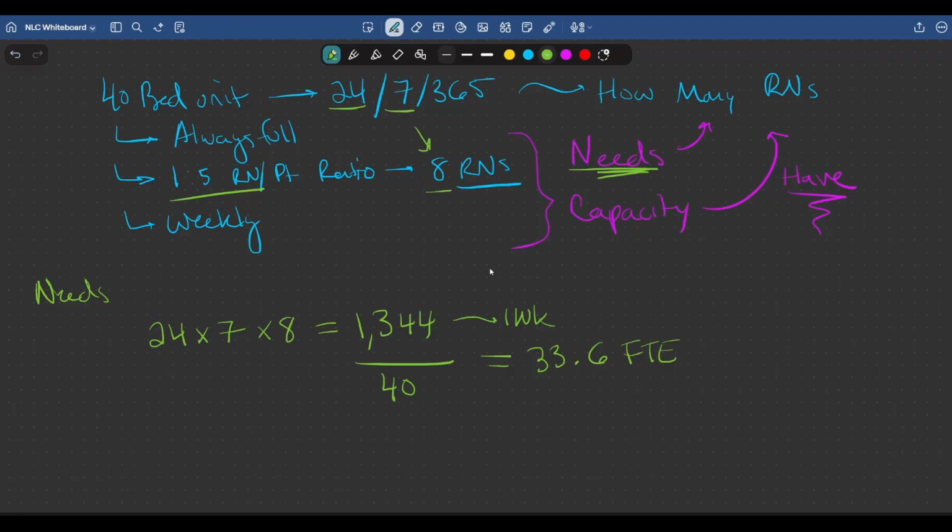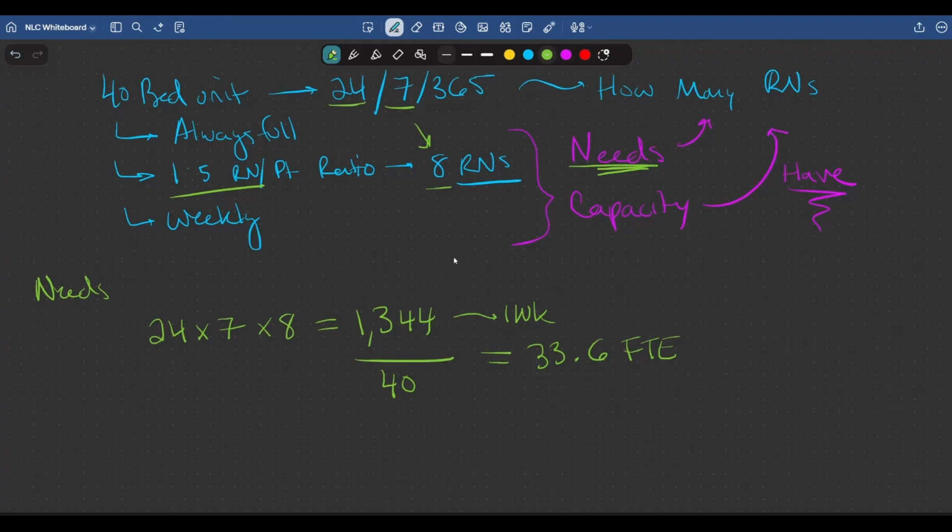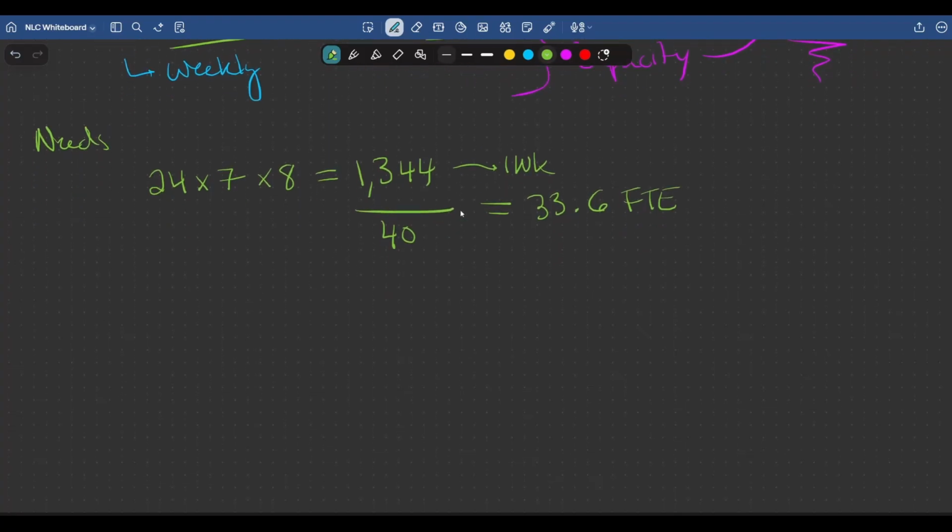Now, though, we need to figure out, do we have that? Do we have 33.6 FTEs? And that has to be calculated in the opposite direction. We need to start with our employees and the positions we have on our unit. So let's do that. Capacity works differently. We actually have to work with our staff. And so let's say that on this unit, we have 52 nurses.